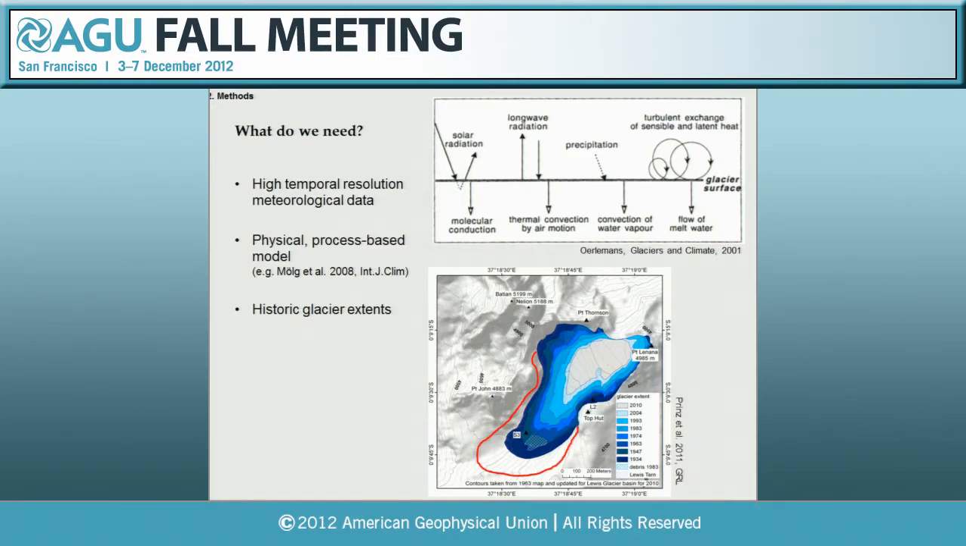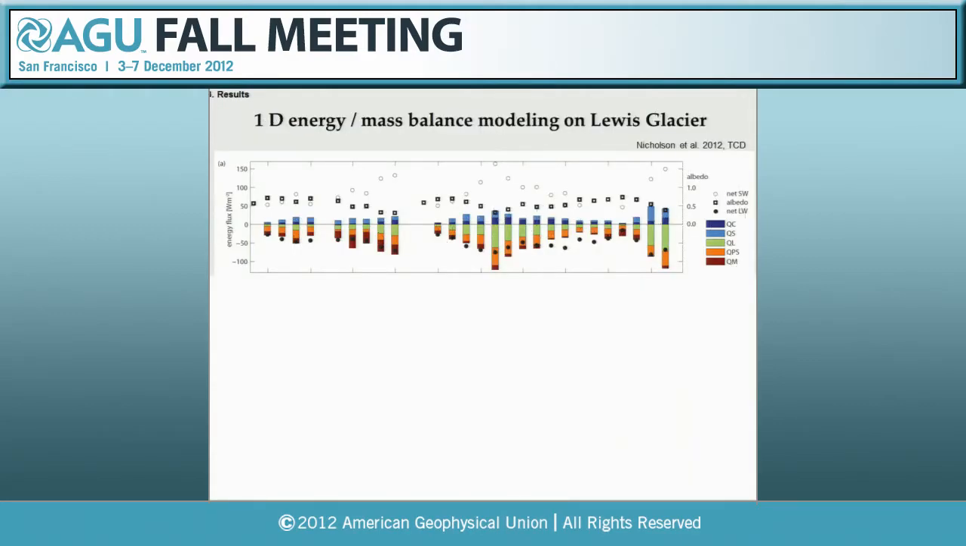And so the question is, what forced Lewis Glacier to retreat in the last 130 years? Well, this is the energy balance model from a point on Lewis Glacier, showing you in the open circles the net shortwave fluxes modulated by the albedo in the black boxes, and the black dots show the net longwave radiation fluxes, and the bars show in the light blue the sensible heat flux, in the darker blue the conductive heat flux, and on the negative side, latent heat flux in green, the heat flux to penetrating shortwave radiation in orange, and the resultant heat flux available for melt in red.